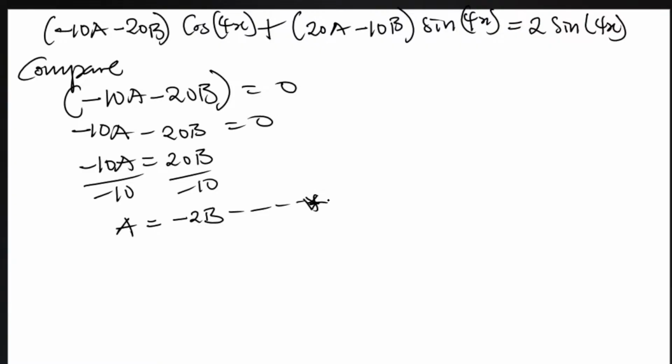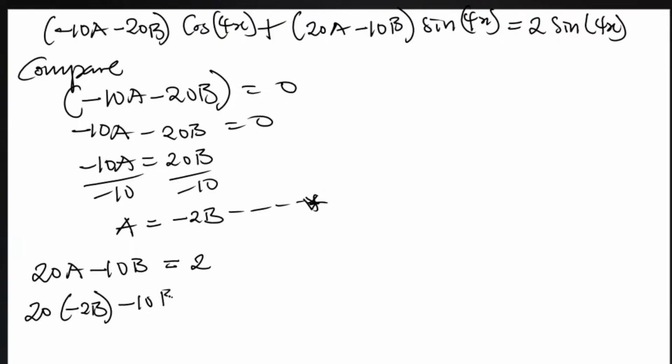Let's compare the next one. Comparing the next one, we have that 20a minus 10b will now be equal to 2. Remember, we are comparing this with 2. So 20a minus 10b will be equal to 2. Remember, a is minus 2b, so we are replacing anywhere we see a with minus 2b. So what we have here will simply be 20 into minus 2b minus 10b, and this will be equal to 2. Are we together?